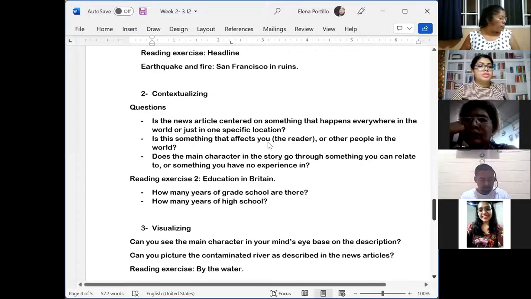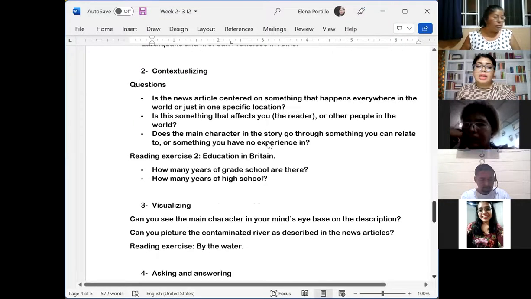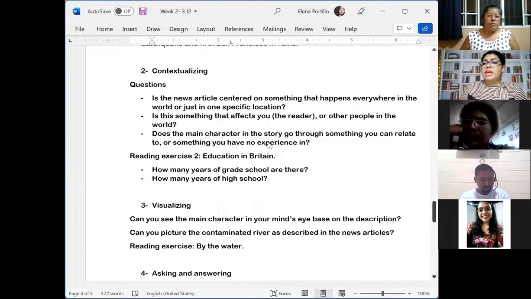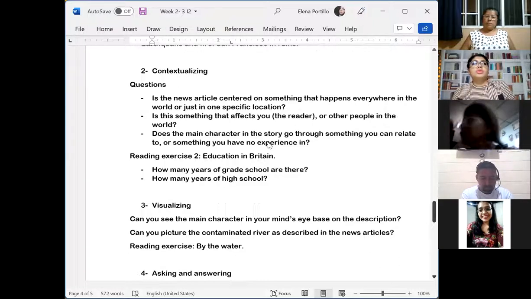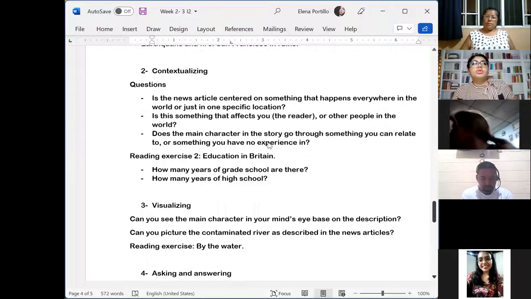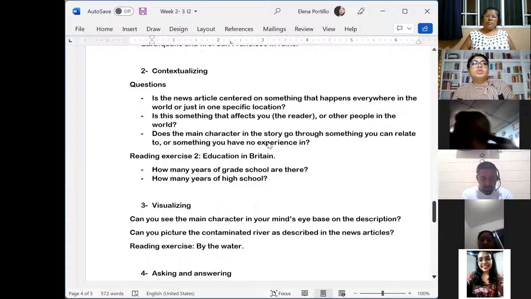Then we have number 3, that is visualizing. In this case is imagine how these places can be, or also we can create mental maps in our minds with the information that we are reading. And also it's to create images about the places, the cities, and all of the things to help us to understand better the context, the topic, or the story that we are reading.